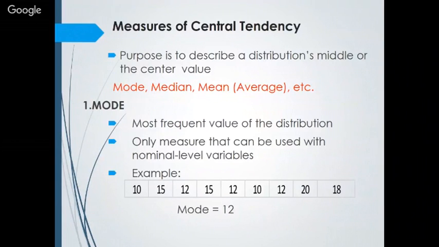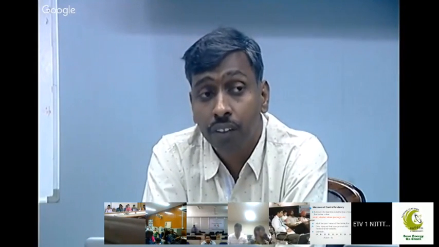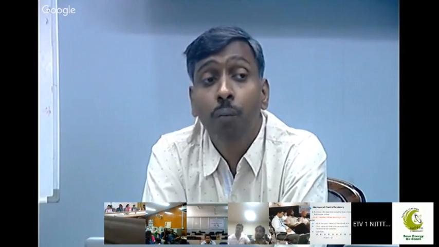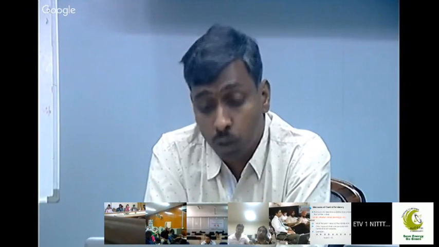For example, below is the data: 10, 15, 12, 15, 12, 10, 12, 20, 18. From this we can see that 10 repeated 2 times, 12 repeated 3 times, 15 2 times, and 20 one time, and 18 one time. So 12 repeated the maximum times, that is 3 times. So the mode of this series or this distribution is 12.